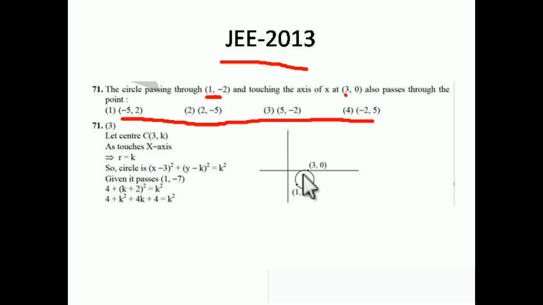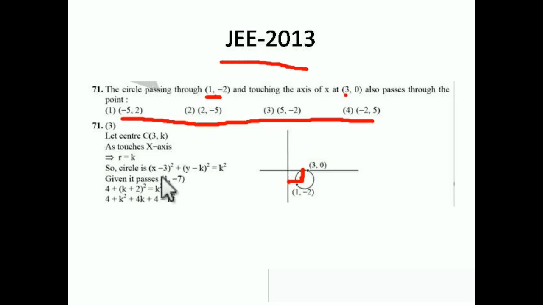Now we know that if the circle is touching the x-axis, then if we draw the perpendicular here, the center x coordinate must be the same, and the y coordinate, let's say k, so the center becomes 3 comma k. Now when the circle touches the x-axis, the radius must be equal to k. See, this is the y coordinate, this is k, and this is equal to the radius.